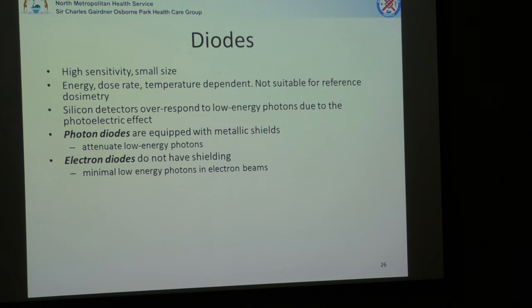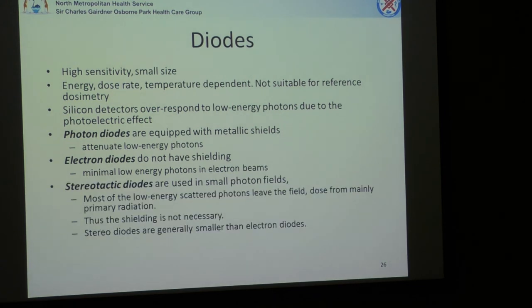Whereas for electrons, we don't have the shielding because there are far fewer low-energy photons in your electron beams. There's also this other kind of diode, which you might use for really small fields, called stereotactic diodes. They're an extra special case. You don't use shielding because you're in a very small field, and most of the low-energy scatter photons just scatter away. You don't have that equilibrium, so your dose is mainly from the primary radiation, and the shielding isn't really necessary. But you wouldn't want to use a stereo diode for a 40 by 40 big field, for example. It's just for small fields.